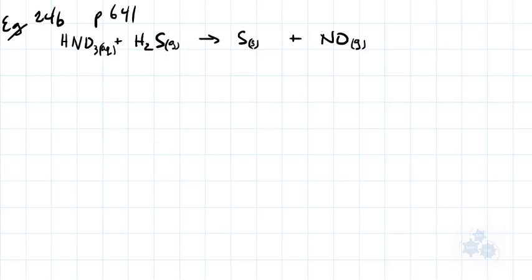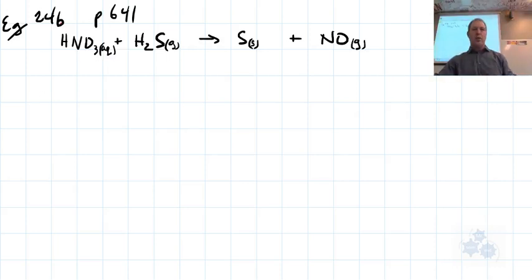Okay, so when you're doing a redox reaction here, 24b, page 641, what you want to do is figure out what the net ionic equation is. If you have any compounds that are soluble, that aren't really together in the solution, you should try and split those up. So this is gas, this is solid, this is gas, so you can't split those up. But this is aqueous, right? Nitric acid, really strong acid, so that's going to be split up.